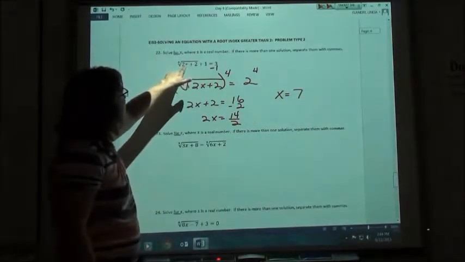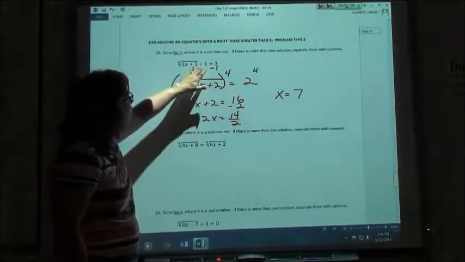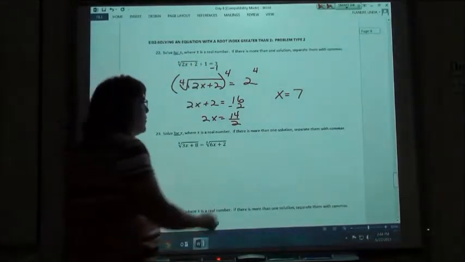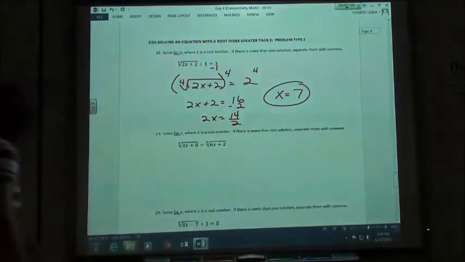So 2 times 7 is 14. 14 plus 2 is 16. The fourth root of 16 is 2, and 2 plus 1 is 3. So that is going to check out. I get an answer of 7.